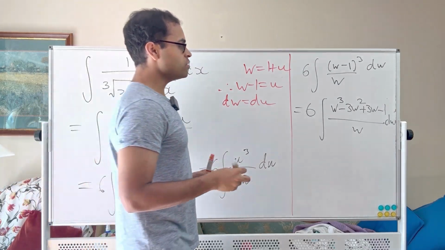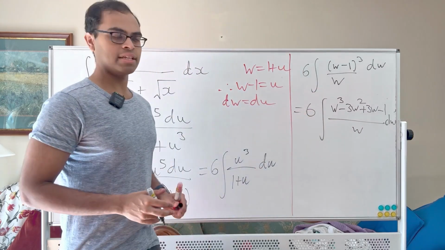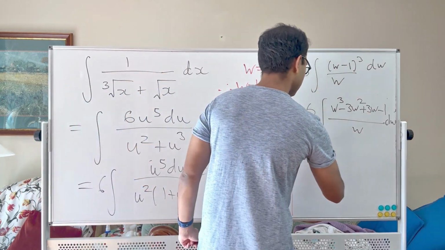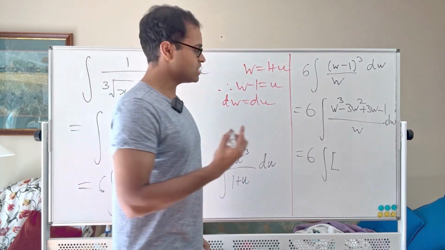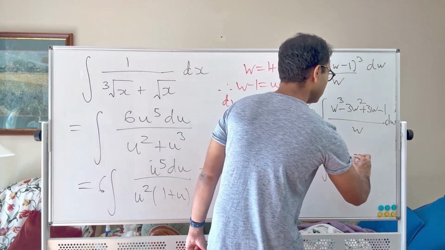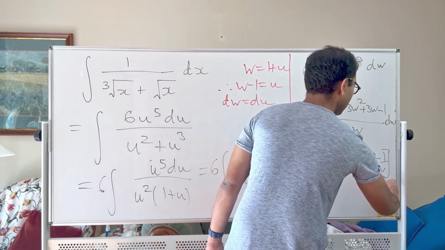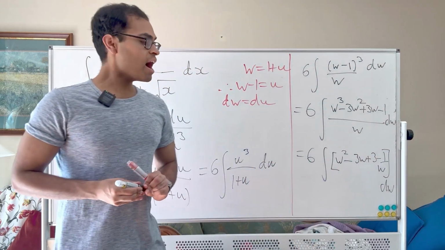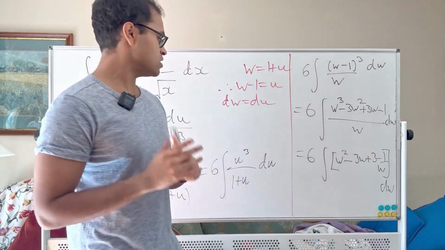And now, the whole point of doing this substitution was to get the sum on the top rather than the bottom. So now we can expand everything out. We're going to get 6 times the integral of w cubed over w, which is just w squared, minus 3 times w plus 3 minus 1 over w dw. Okay, and now we've gotten this far. What we can now do is integrate this. We can anti-differentiate this just using the power rule.